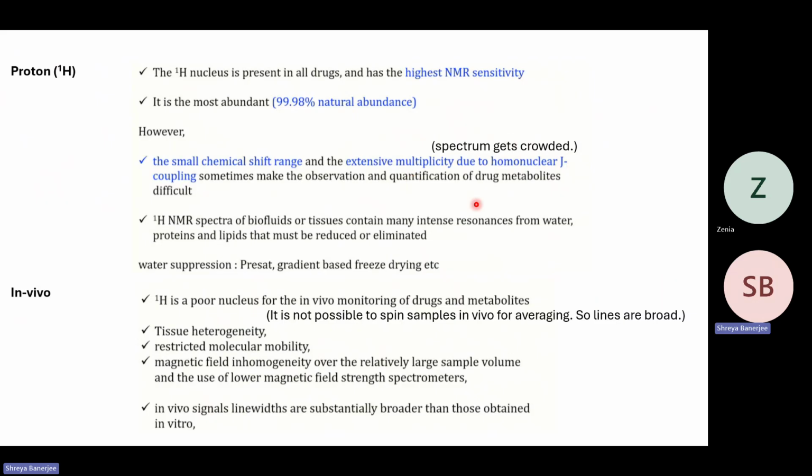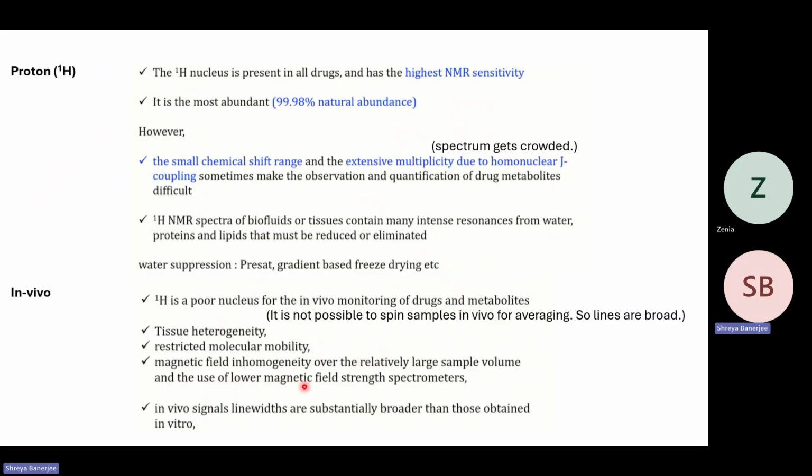And there is a lot of coupling in 1H, which leads to further crowding in the spectra. Also, there is restricted molecular mobility. Unlike in vitro samples, you are not able to spin the person or animal in the in vivo studies. So there is restricted molecular mobility. Hence, magnetic field inhomogeneity happens over the large sample volume. And we know magnetic field inhomogeneity is one of the reasons for line broadening. So the lines will be broad in vivo.